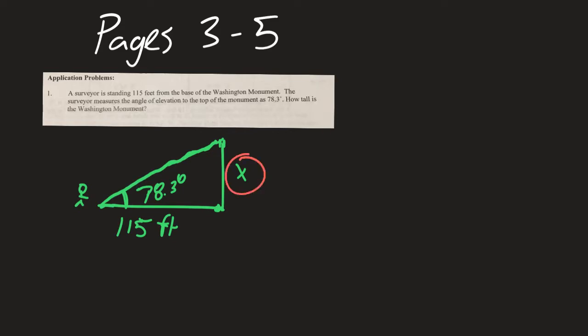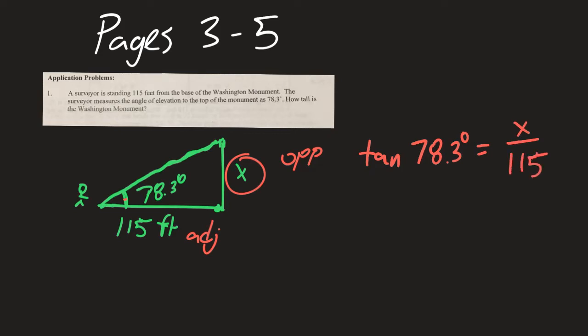So what we can do, based on this angle, I know the opposite and the adjacent side. You should be able to figure out by this point, hey, that means I know a setup for tangent, and I should get this: tangent of 78.3 degrees equals x over 115. And if I multiply both sides of this by 115, I'm going to be able to get that x by itself pretty easily.